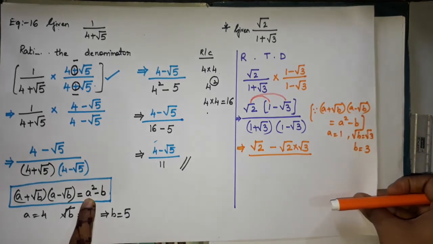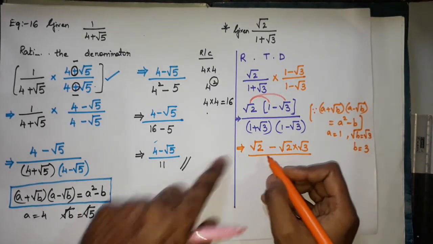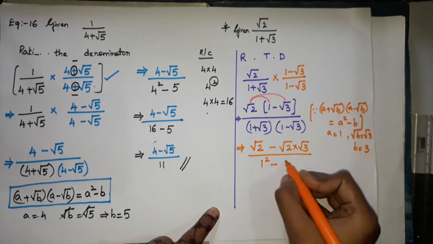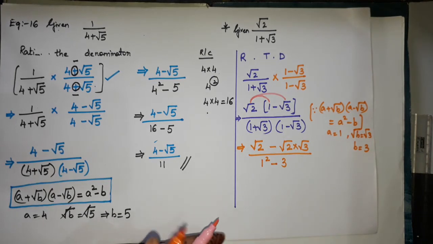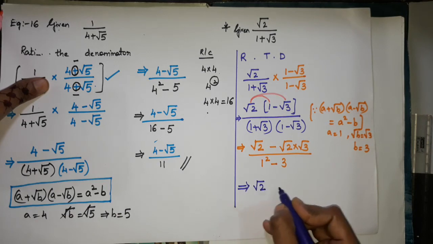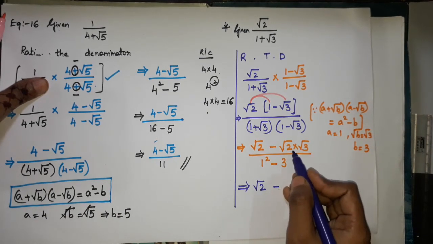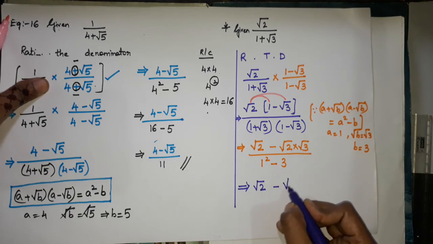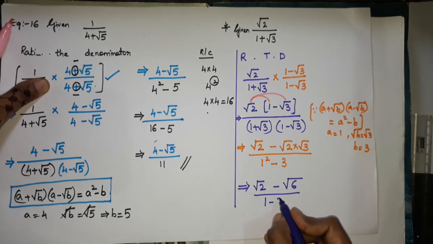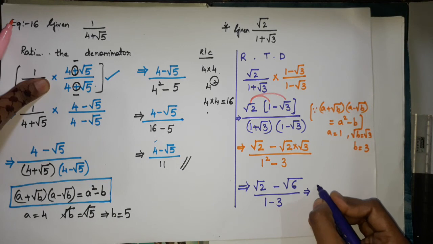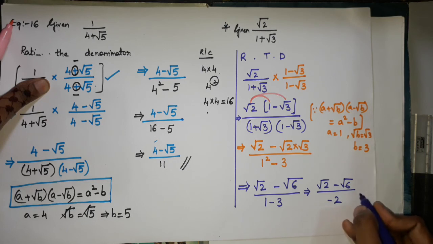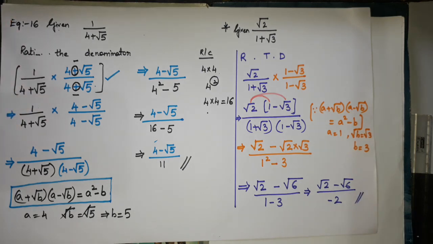Okay children. Now see here. A square minus b. So a is nothing but 1 square, minus b, which is 3. Now see here. Root 2 as it is, minus these two are root numbers, so we can multiply the numbers. Root 2 times root 3 will give you root 6, divided by 1 square minus 3, that is 1 minus 3. That will give you root 2 minus root 6, and 1 minus 3 is nothing but minus 2. That's it. Did you all understand, children?